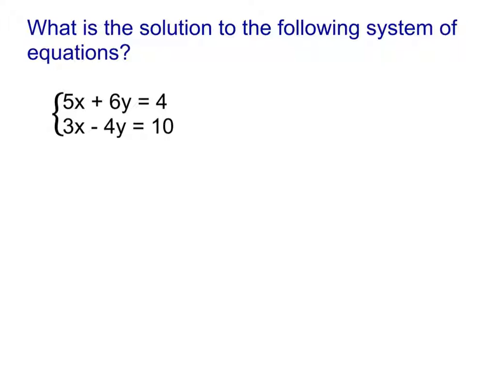This is the last problem we're doing together. Go ahead and write down the original system and then pick a variable that you want to have eliminate and then do the multiplication to make that happen.